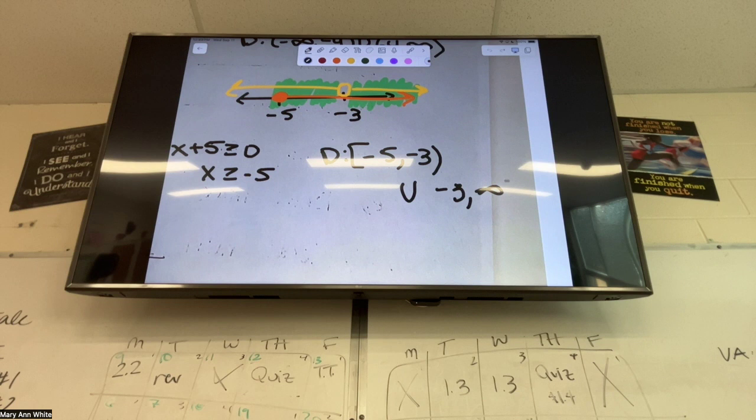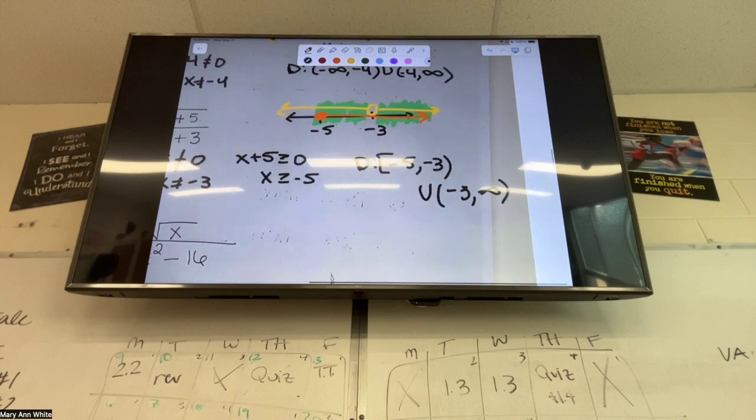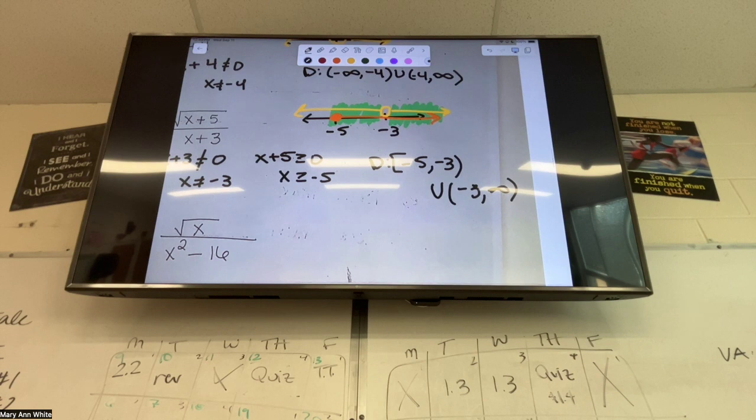Parentheses, brackets, what's going on here? No, parentheses. On both. Awesome. Good job.